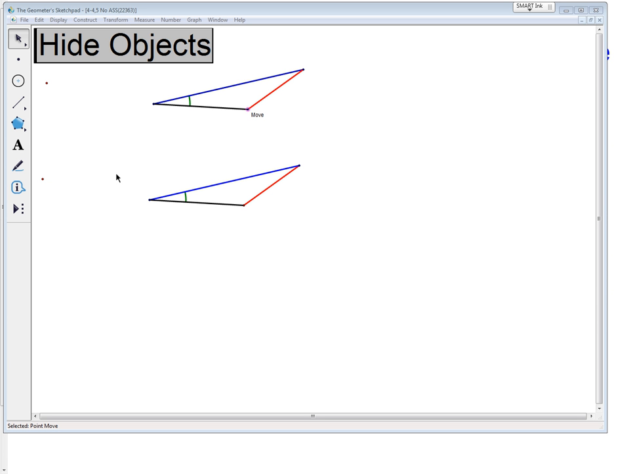To better demonstrate why this is not true, I have a sketchpad file here I've created. The parts are color-coded. The blue segment is the same length as the blue segment on the second triangle.